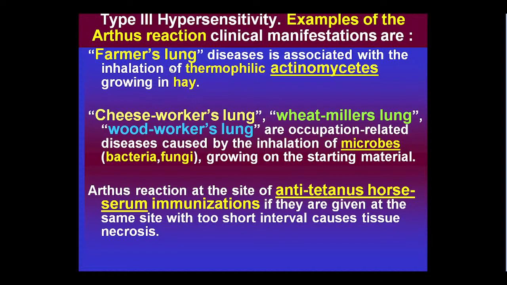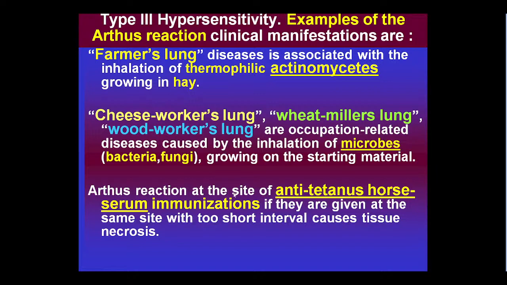An analogous reaction may develop in the respiratory system. Farmer's lung is known as a reaction where actinomycetes serve as the allergens, and their inhalation causes accumulation of allergens in the airways. Pneumonitis develops, and these actinomycetes are involved. Cheese workers' lung, wheat millers' lung, woodworkers' lung, all these syndromes are associated with the inhalation of microbes such as bacteria and fungi by people who have occupational risk of developing this disease.